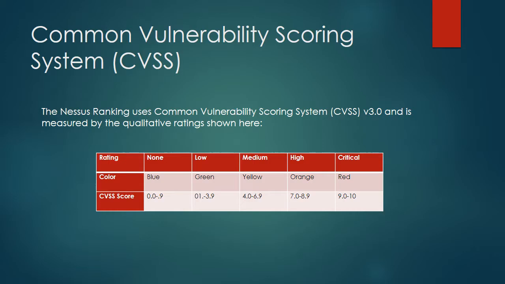Here we have the Nessus ranking, which uses the Common Vulnerability Scoring System, version 3.0, and is measured by the qualitative ratings shown here. The ratings are none, low, medium, high, and critical. The colors associated with them are blue, green, yellow, orange, and red. And their CVSS score ranges are: for none, 0 to 0.9; for low, 1 to 3.9; medium, from 4 to 6.9; high, from 7 to 8.9; and critical, from 9 to 10 points.